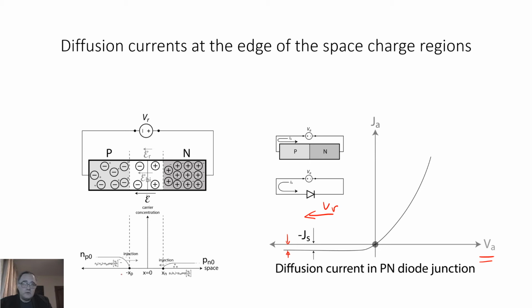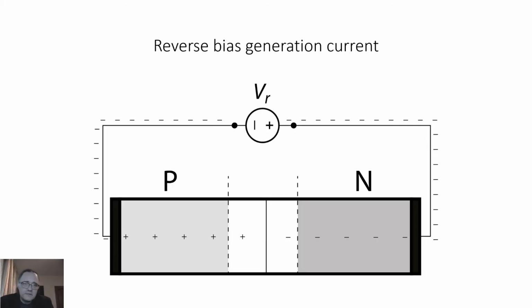And this is because the concentration of minority carriers at the border of the space charge region on both sides reached virtual 0. Virtually there are no minority carriers to be drifted to the other side. However, in practice, what we see is that there is a dependence of the reversed diode current on the reversed applied voltage. So there must be another mechanism that constitutes the reversed current. And this is the generation current, the reversed generation current.